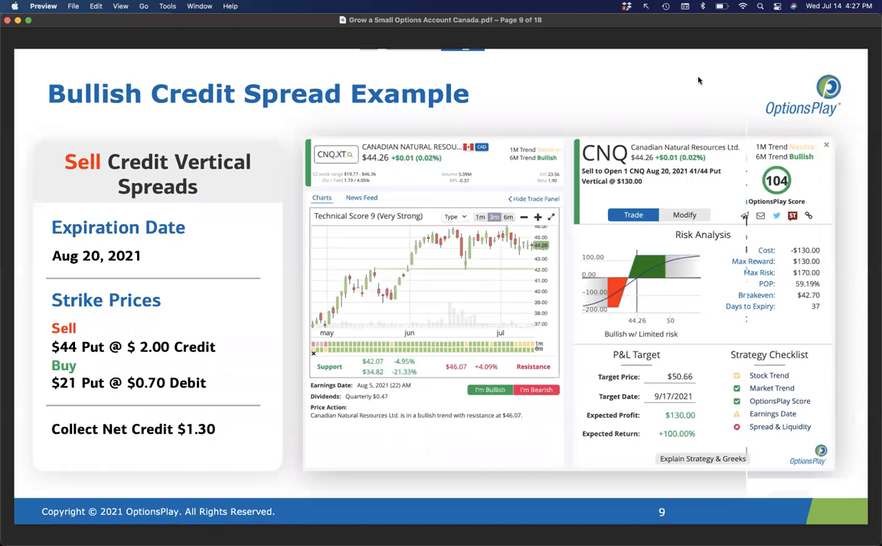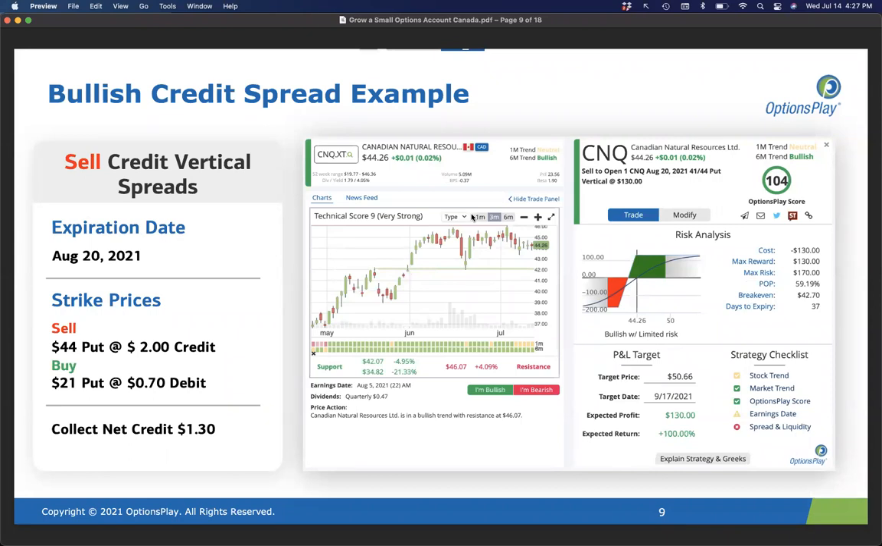So I'm going to use an example here of Canadian Natural Resources. I'm using some energy stocks because I think most investors will agree that energy is generally in an uptrend. You don't necessarily need to know where you think energy is going to be next month, but I think most investors will agree that energy is clearly on a fairly strong uptrend.